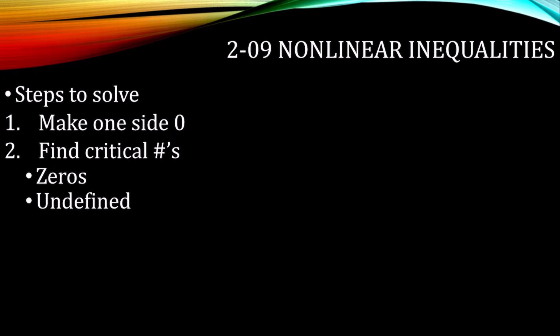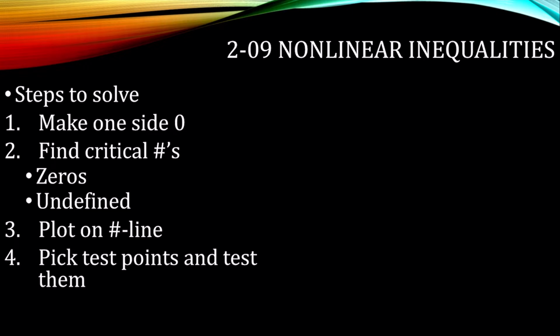And then you find all the critical numbers, which are the zeros of the function and the places where it's undefined. Plot all those on a number line, and then you're going to pick test points and test them. So it'll divide the number line up into little sections. You're going to pick a test point from each section.